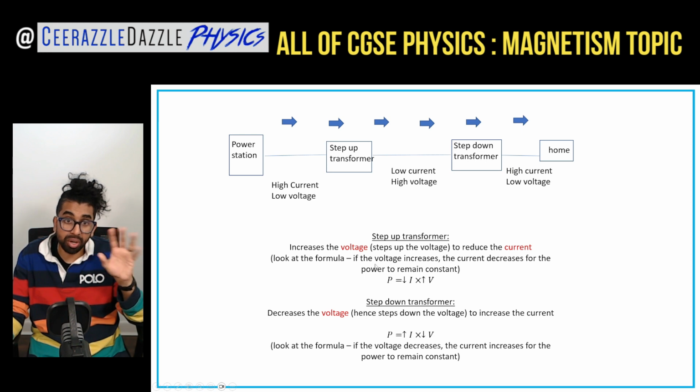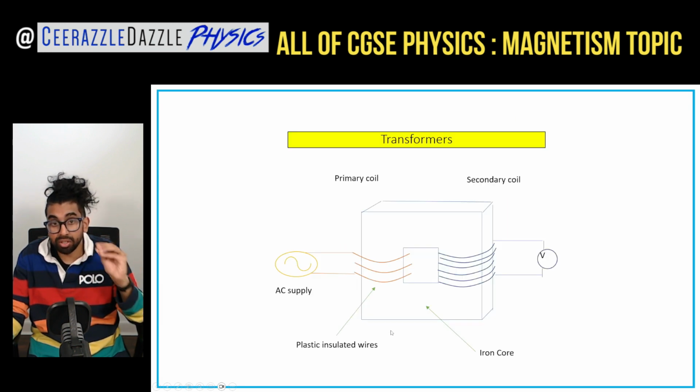How does this work? Well, you can use the power equation to visualize it, because as you increase the voltage for the step-up transformer, the current decreases for the power to remain constant. And for the step-down transformer, as you are decreasing the voltage, the current is increased again to keep the power constant.